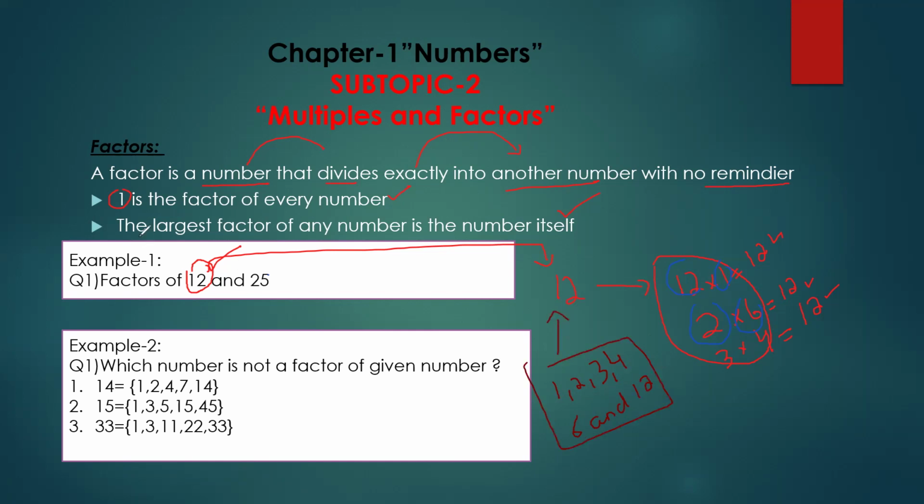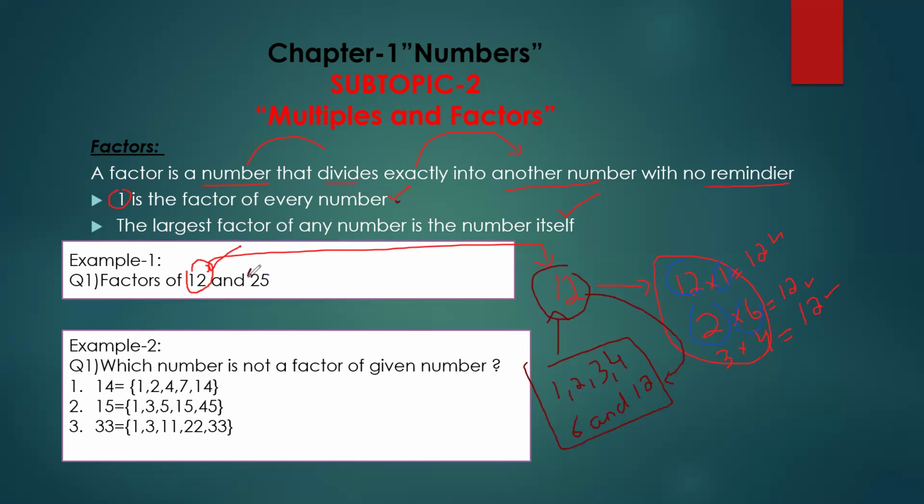Okay, and two important points: one is a factor of every number, so you can see one is a factor of 12, and the largest factor of any number is the number itself. The number is 12 and its largest factor is 12 as well. So we have proved that these are the factors of 12.